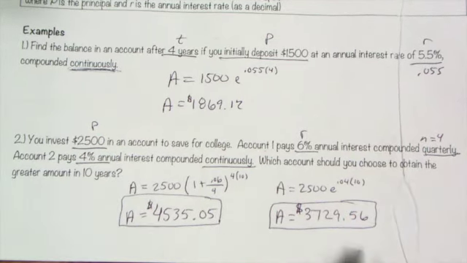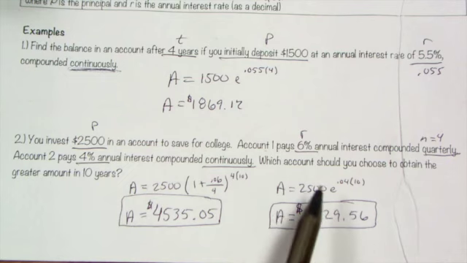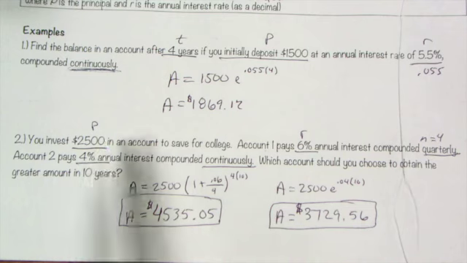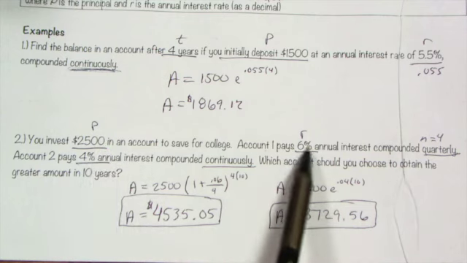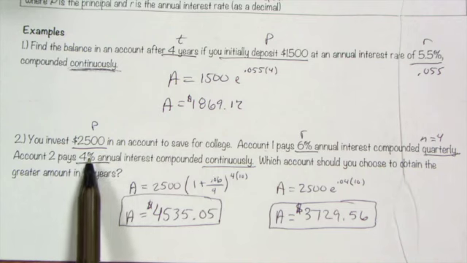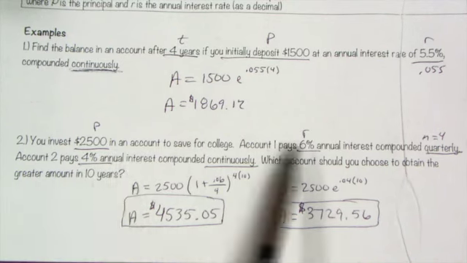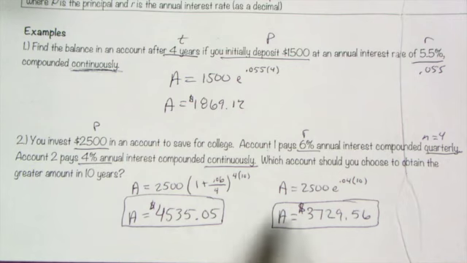And so you can see it's a pretty big difference. They're in the account for the same amount of time, 10 years. You have the same initial deposit. The only difference really is that this has the 6% interest and this has a 4% interest. So a big difference, only 2 percentage points here, but a big difference in the outcome of the amount of money you have.